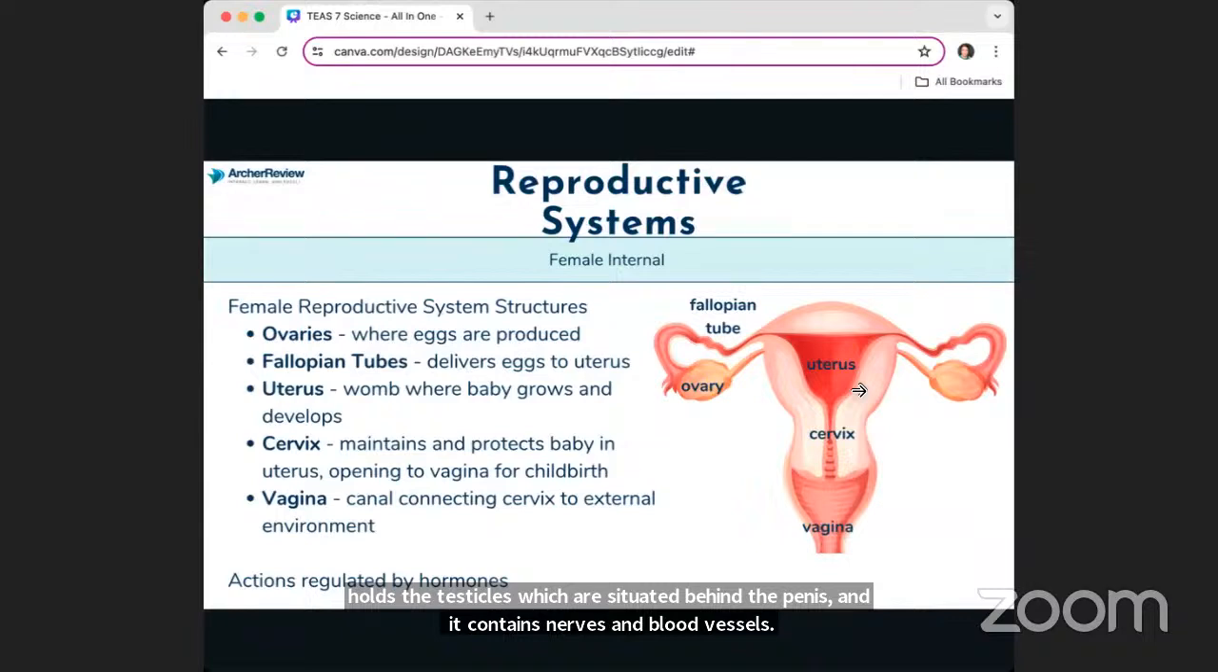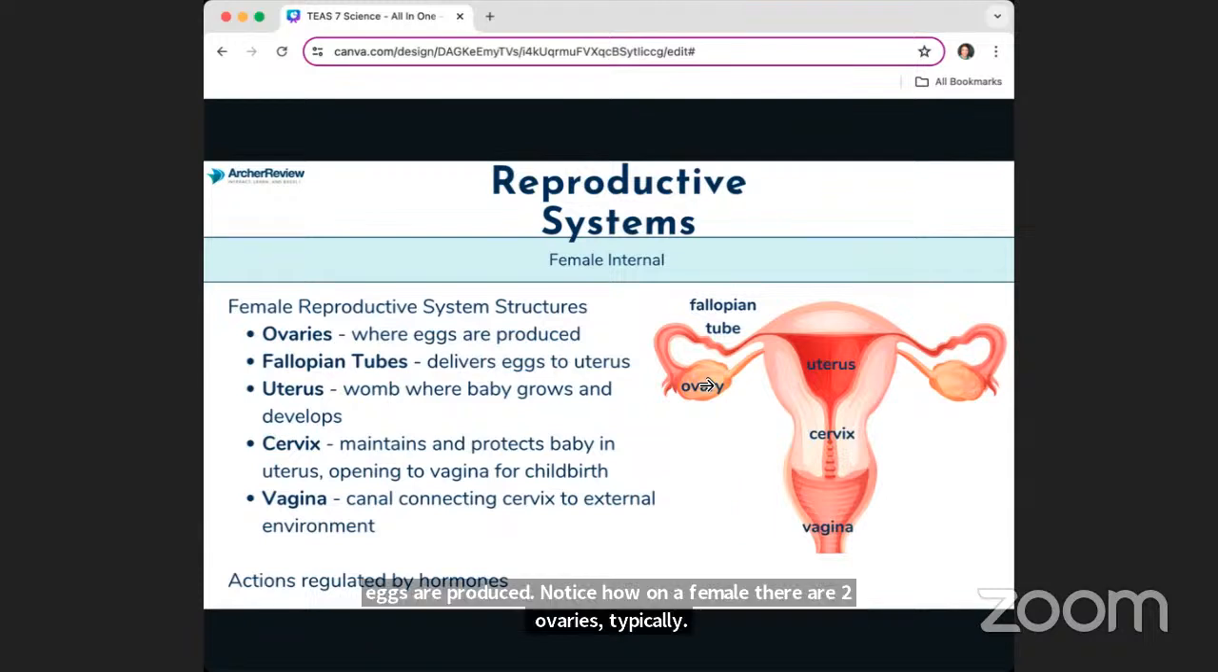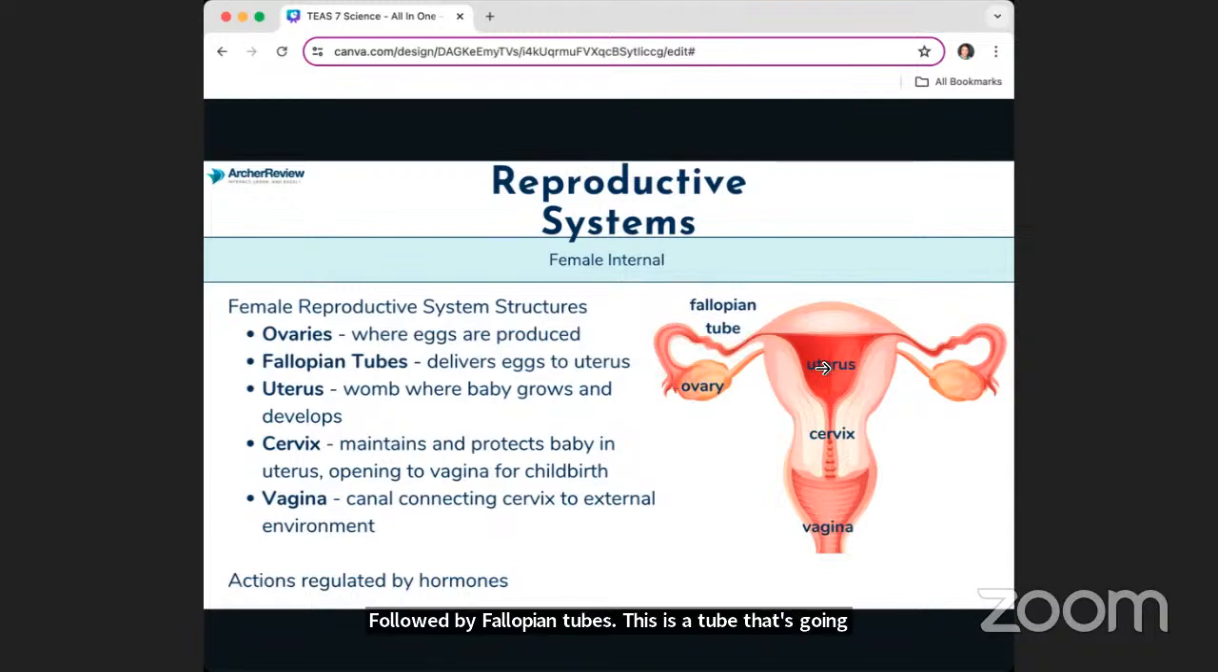Moving into the internal side for both male and female. Starting with female reproductive systems, internally they will hold ovaries. The ovaries are where the eggs are produced. Notice how on a female there are typically 2 ovaries, followed by fallopian tubes. This is a tube that connects to the ovary and delivers that egg down into the uterus. And since there are 2 ovaries, there are 2 fallopian tubes connecting each ovary to the uterus.